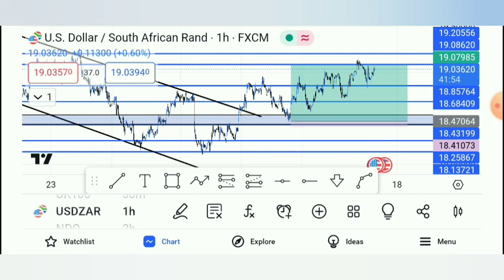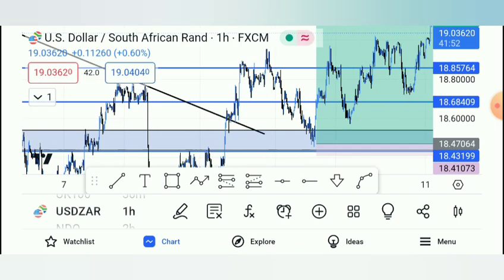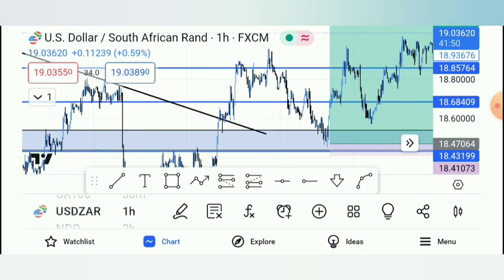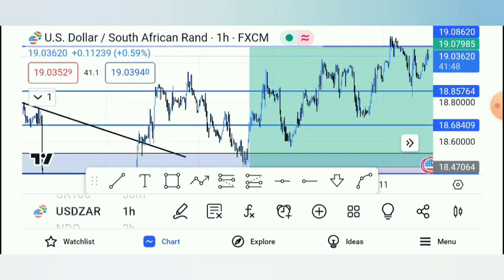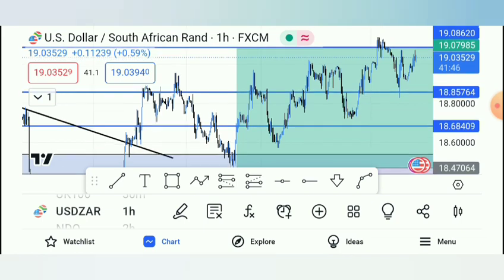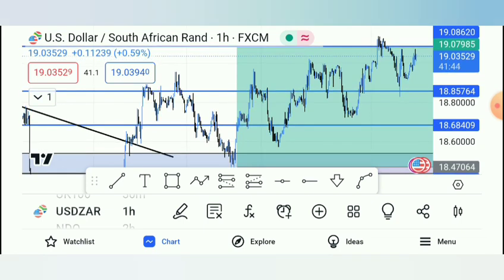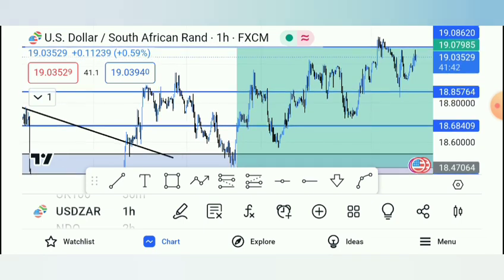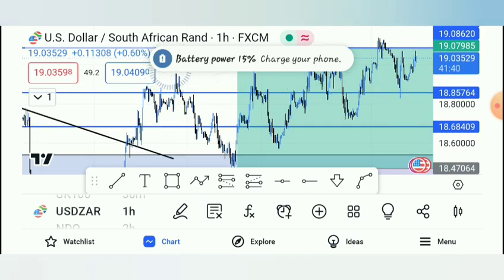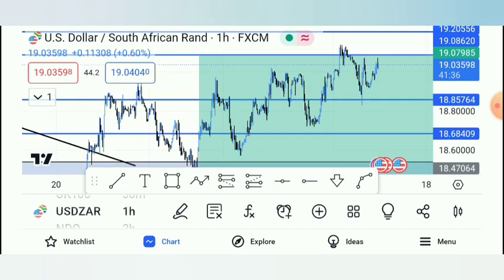So I waited for price to come back, as I wanted this to be a perfect entry. I didn't want to lose a lot of money. So yeah, that's why I put it.